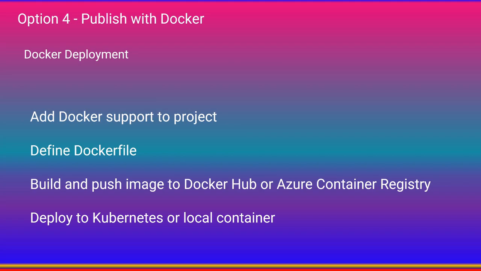Docker is perfect for container-based deployments. You will need to add Docker support to your project, define a Dockerfile, and publish the image to a registry like Docker Hub. This lets you deploy your app consistently across environments.